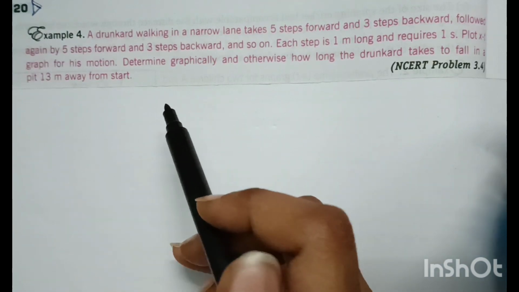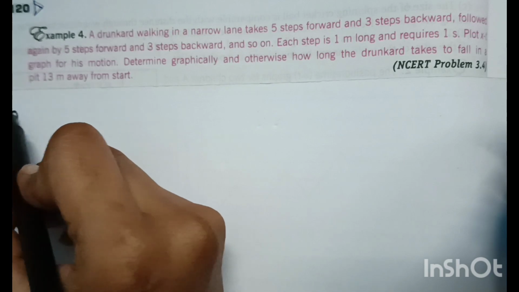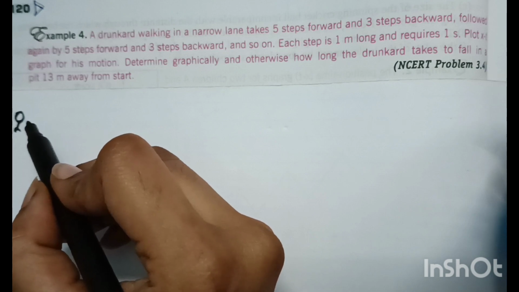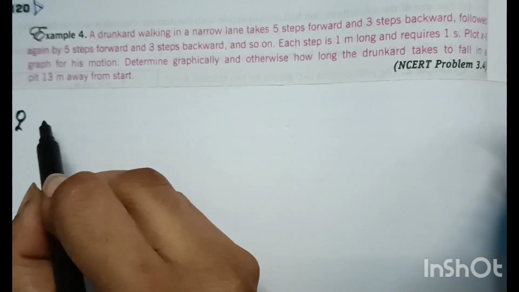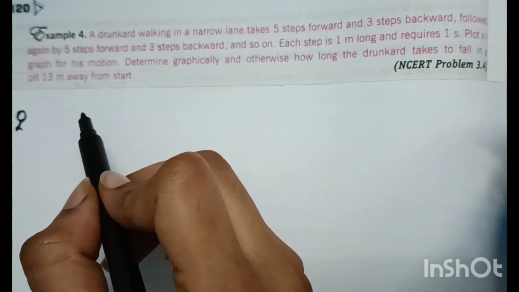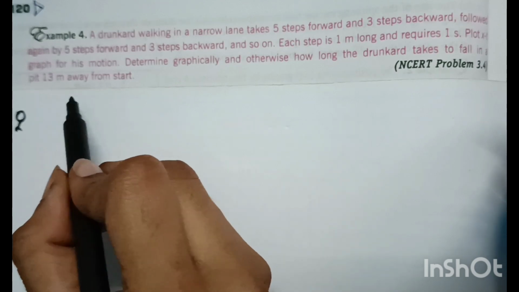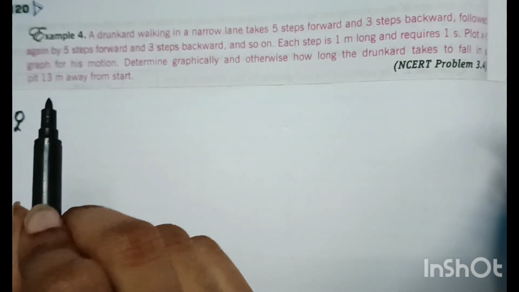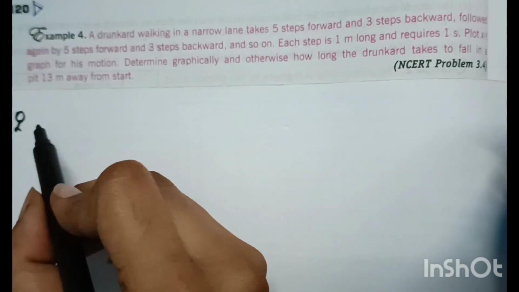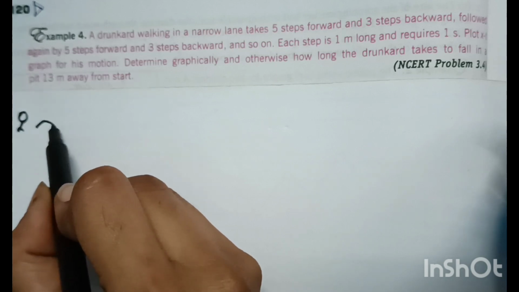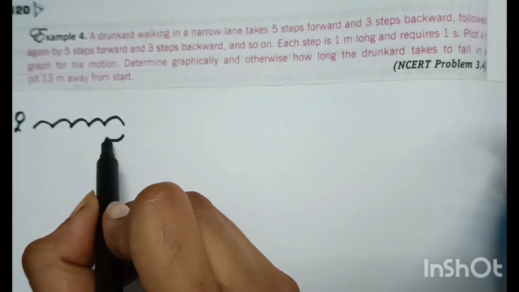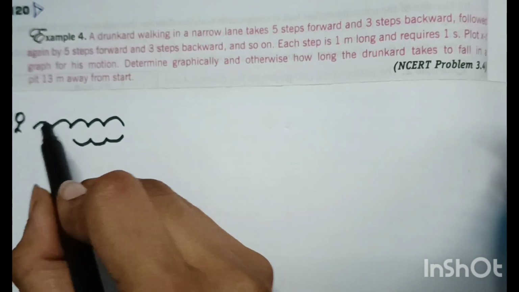So let us see this question. There is a drunkard taking 5 steps forward and 3 steps backward, and each step is 1 meter long and each step takes 1 second. It is given in the question, and a pit is 13 meters away from the start. They are asking how much time it will take for him to fall in the pit. So let us see. He is taking 5 steps, 1, 2, 3, 4, 5, forward and 3 steps backward, 1, 2, 3. So totally 8 steps.